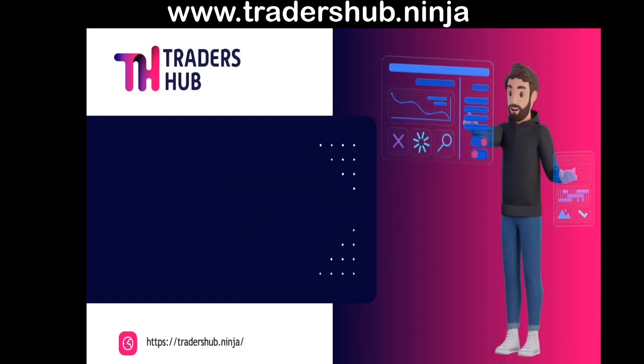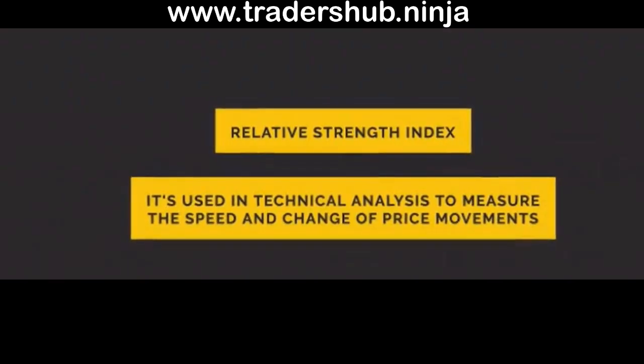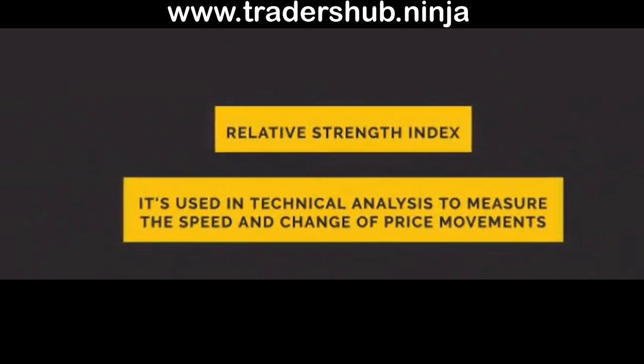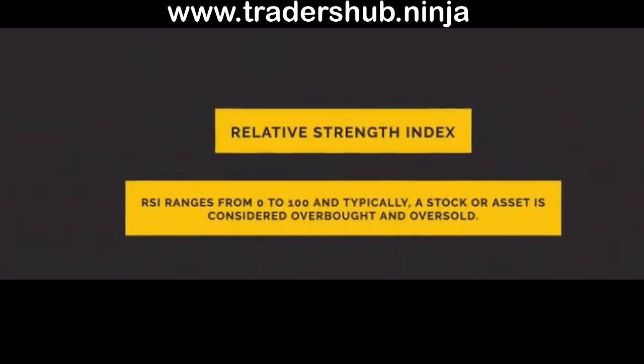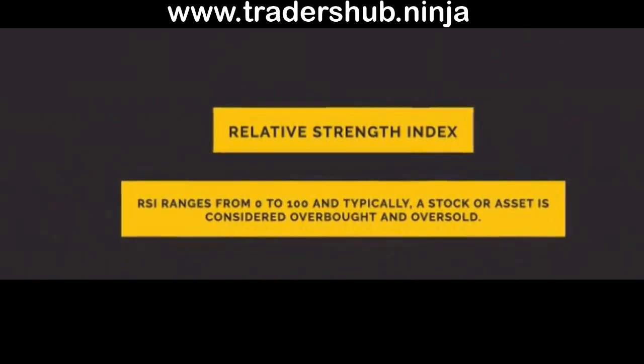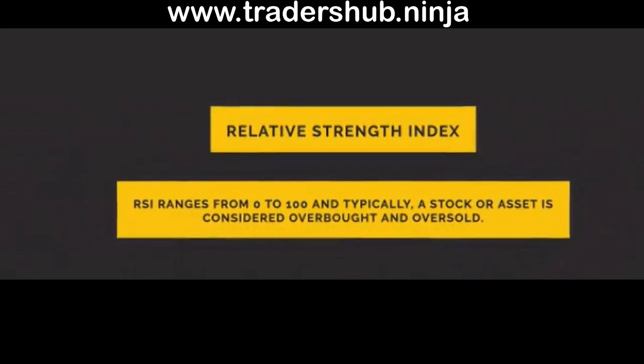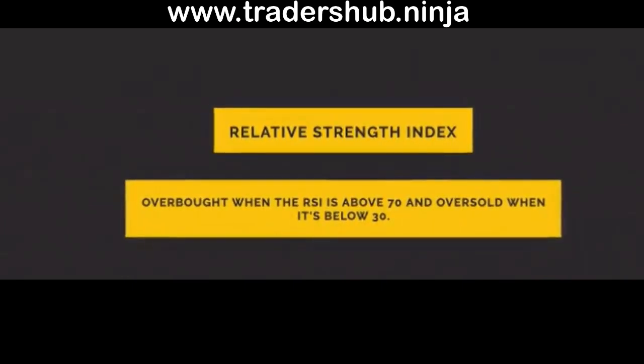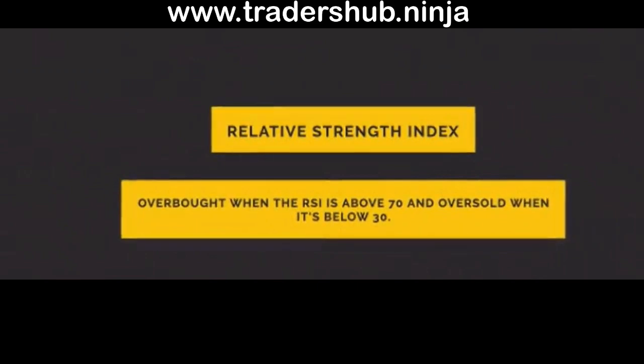In this tutorial, we will learn about the RSI indicator, Relative Strength Index. RSI is used in technical analysis to measure the speed and changes of price movements. RSI ranges from 0 to 100, and typically a stock or asset is considered overbought when the RSI is above 70 and oversold when it is below 30.